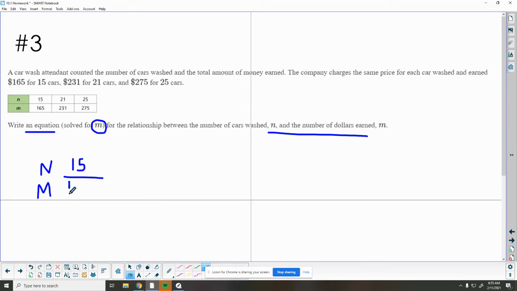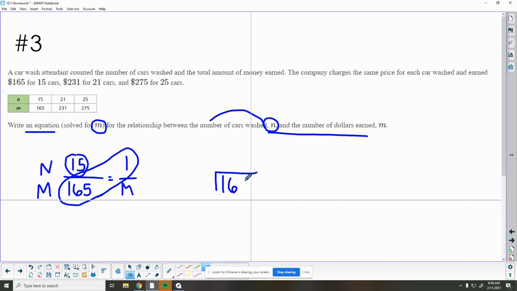So I need to go down to $165. And I want to know, when one car is washed, how much money is that, right? So I want to know the number of cars. I want to know that independent variable, this first one, as a 1. If one car comes to get washed, how much money will they make? So I'm looking for my money. So I would multiply here. 165 times 1 is 165. And then we're going to divide by 15.